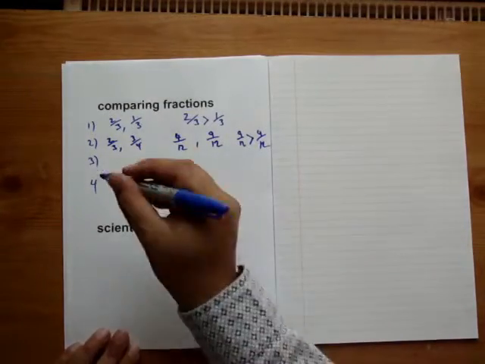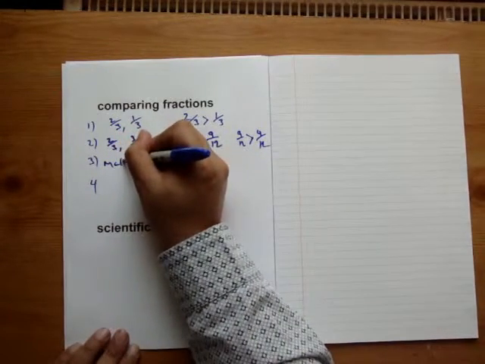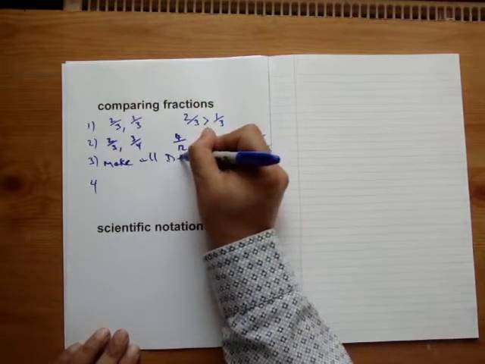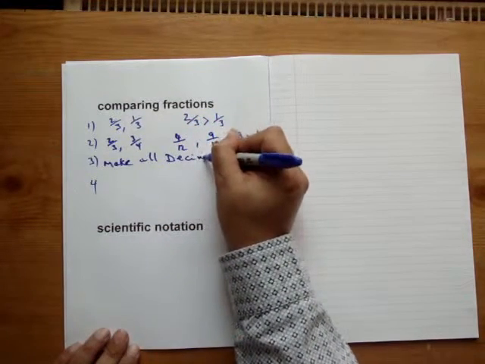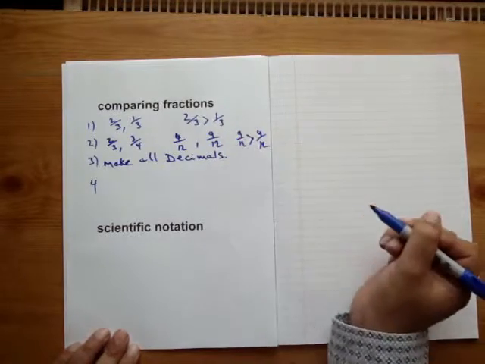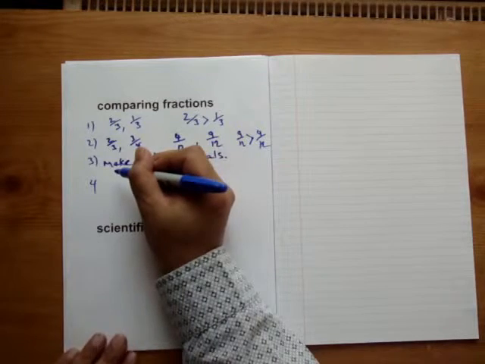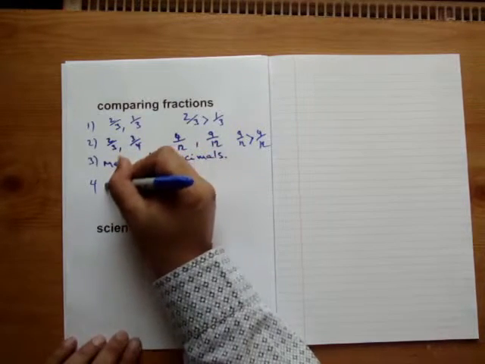The third way is to make all decimals, as I've shown earlier, and the fourth way is to make them into percentages.